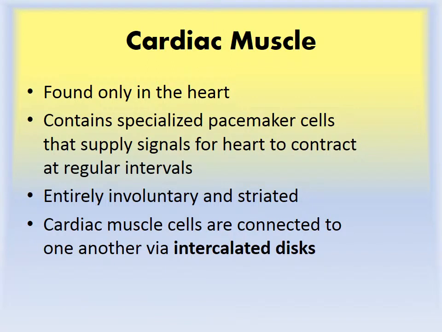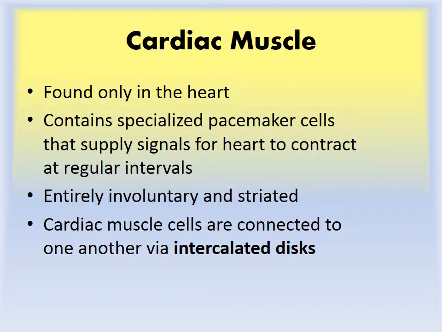And the last type of muscle here is cardiac muscle. And guess where cardiac muscle is found? In the heart, right? It contains specialized pacemaker cells that supply signals for the heart to contract at regular intervals. So the smooth muscle and the cardiac muscle are completely involuntary. We have no control over that. So the only one that we do control is the skeletal muscle.